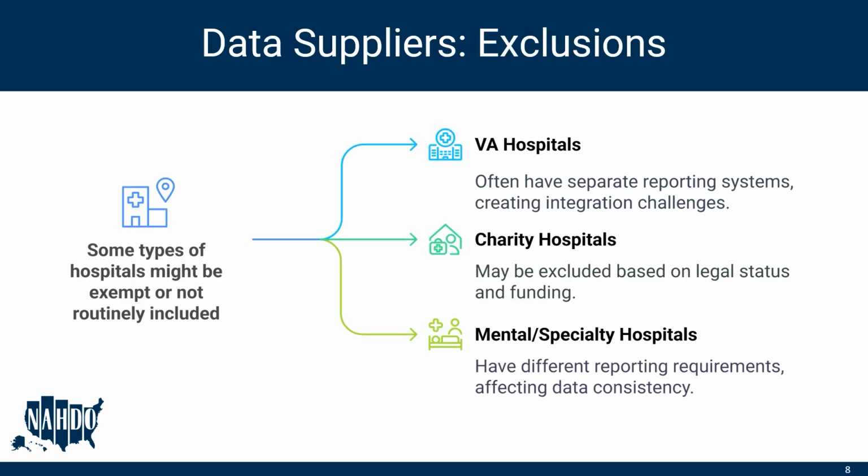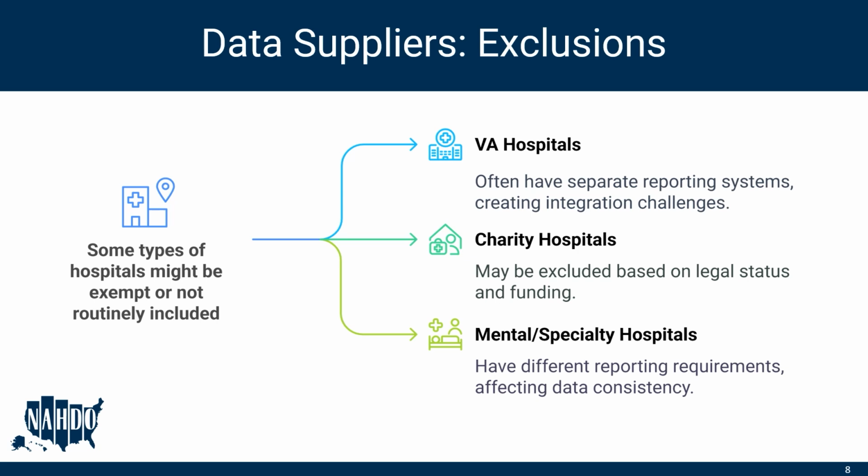However, certain types of hospitals might be exempt from mandatory data submission or may not routinely submit data. VA hospitals, operated by the federal government, often have their own data reporting systems and may not be fully integrated into state programs. This can create challenges for researchers and policymakers seeking a complete picture of healthcare utilization in a given state. Charity hospitals, depending on their legal status and funding mechanisms, might also be excluded from data collection efforts. Similarly, mental health or specialty hospitals may have specialized data reporting requirements that differ from those of general acute care hospitals.